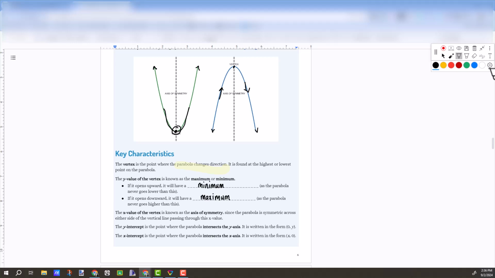Now, another special feature of a parabola is what's known as the axis of symmetry. And the axis of symmetry is an imaginary line that cuts the parabola in half. And we've labeled the axis of symmetry right here. It's this line right there and the line right there.